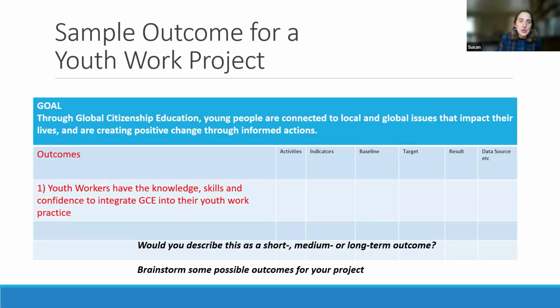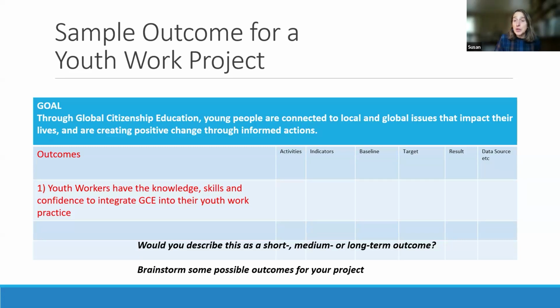Okay, so going back to this fictional youth work project that Elaine talked about, the goal was very broad brushstroke. So now we've said, okay, let's break that down. If we want young people to do this, what are some of the things that have to happen in order to make progress towards the goal? One outcome that nearly all projects seeking Irish Aid funding will have is that leaders, teachers, whoever are the people working with the young people, would have knowledge, skills, and confidence to bring GCE into their youth work practice. That is a very simple outcome.